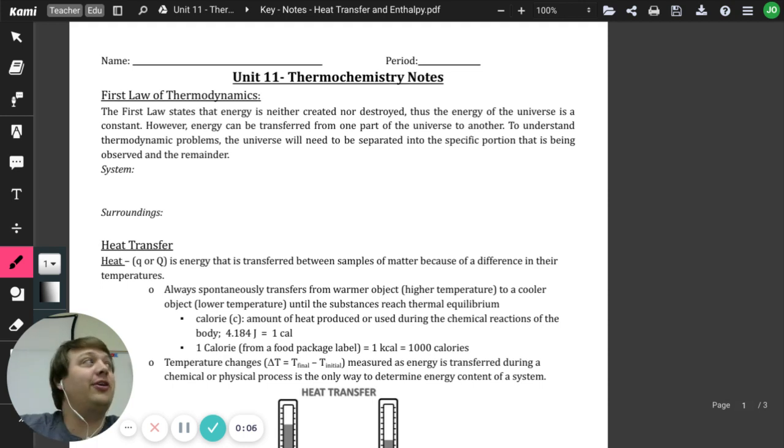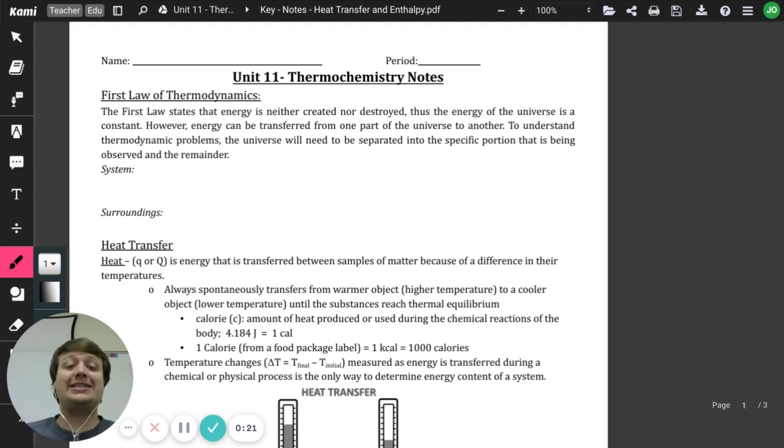Today we are going to be starting our Unit 11 notes over thermochemistry. So let's go ahead and get started on this. So first off, for thermodynamics or thermochemistry, we do need to know the first law of thermodynamics.